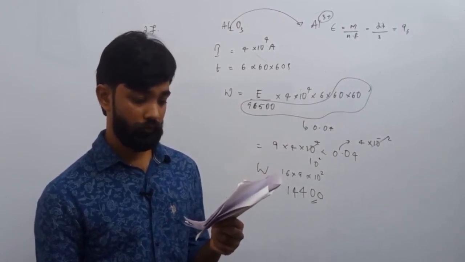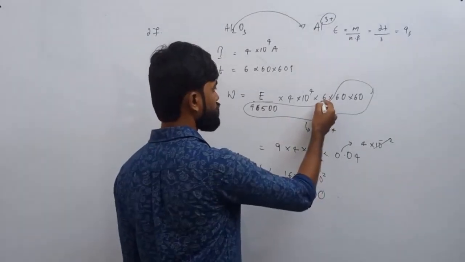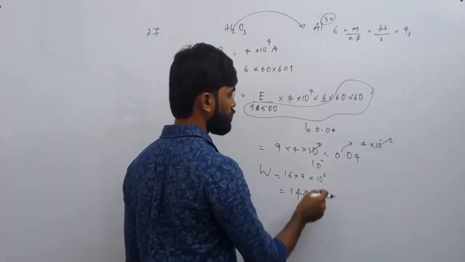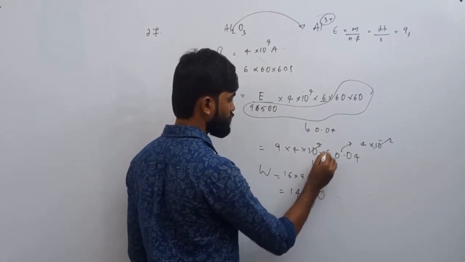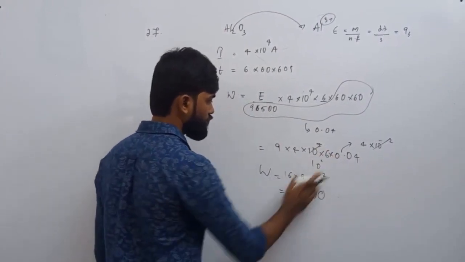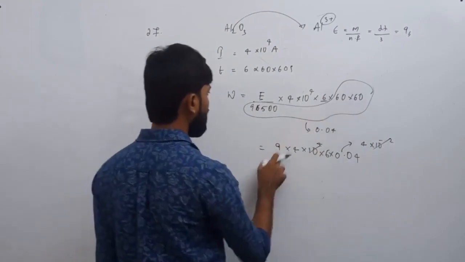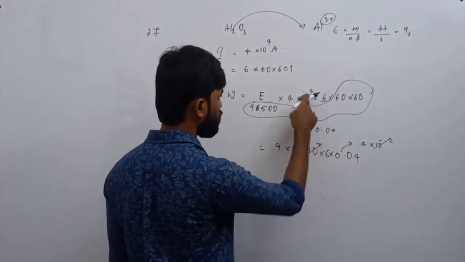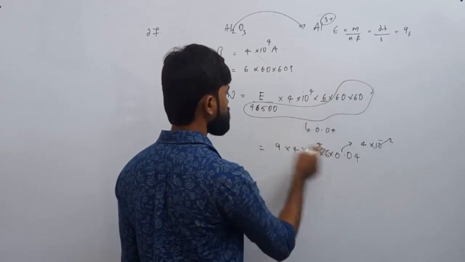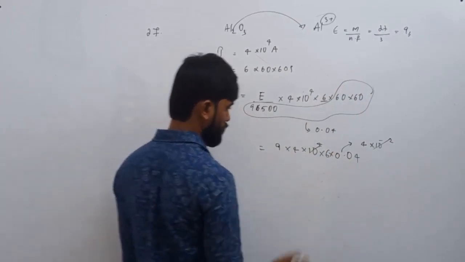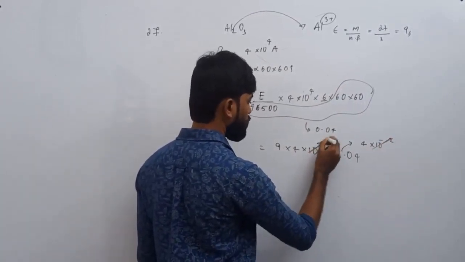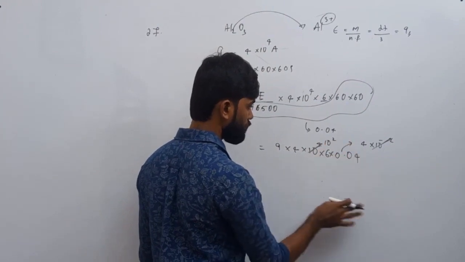It is not given. Oh, this 6 is not taken. So here is a 6. The rest is same. So let me do once again. So 9, 4, 10 to the power 4, 6, and this much is 0.04. Okay, so 4 into 10 raised to minus 2. And that 10 raised to minus 2, 10 raised to 4 is cancelled. So 10 square will be the remaining.